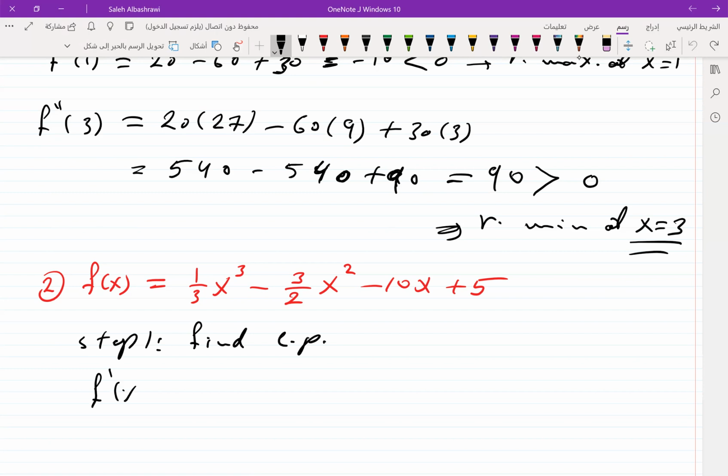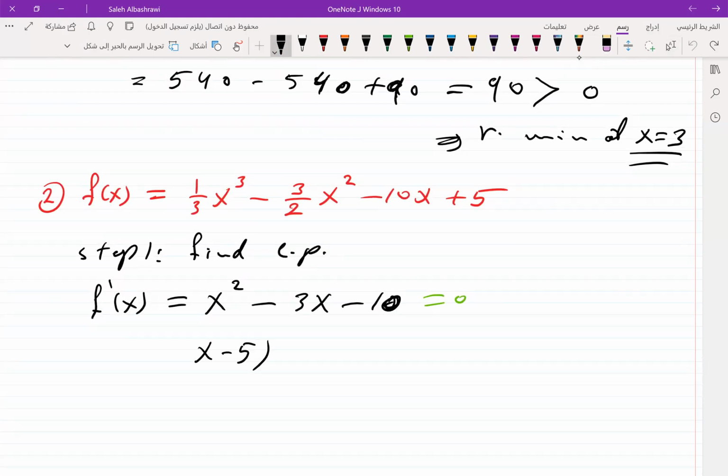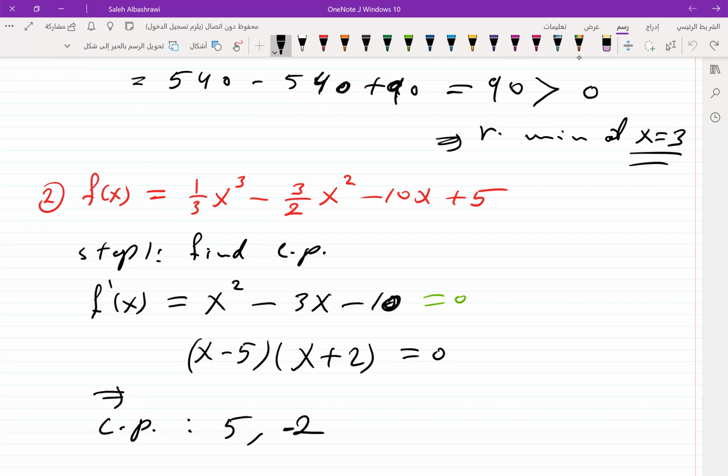Find the derivative of the function, which is equal to x squared minus 3x minus 10. This is the first derivative. And to find the critical point, make it equal to 0 and solve for x. If you solve for x, you will have x minus 5 multiplied by x plus 2 equal to 0, which means the critical points will be 5 and minus 2. The first bracket will give me 5, the second one is minus 2.